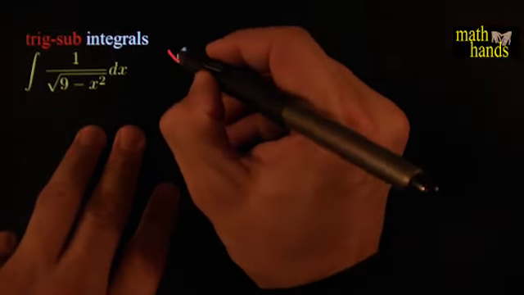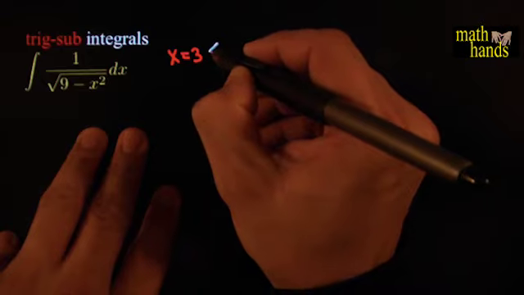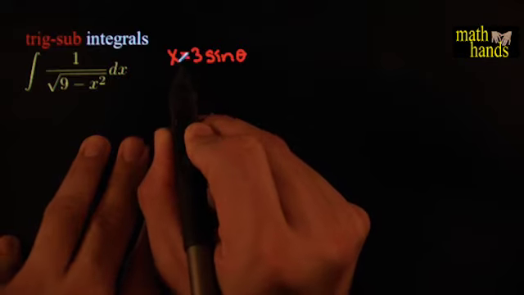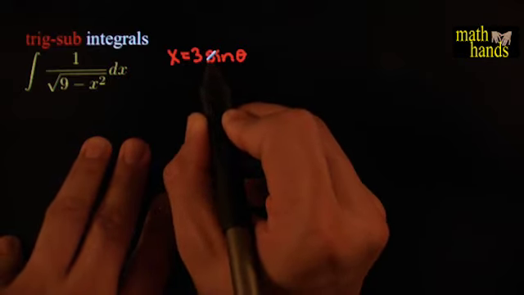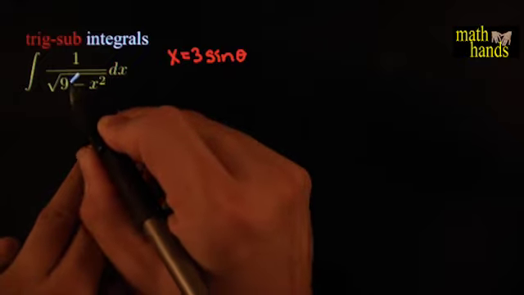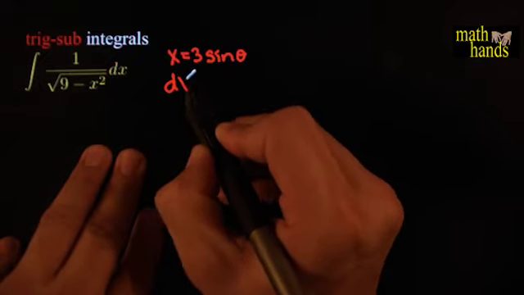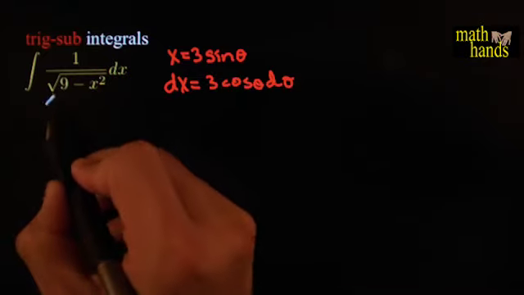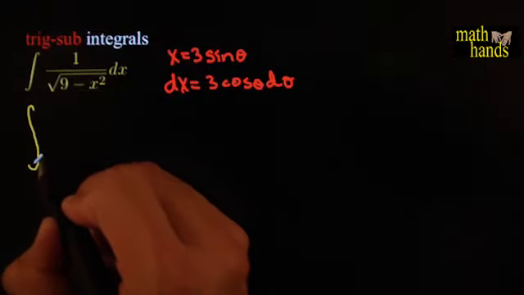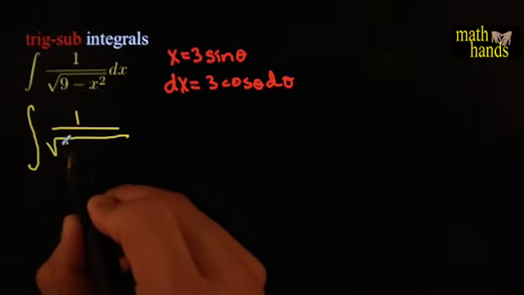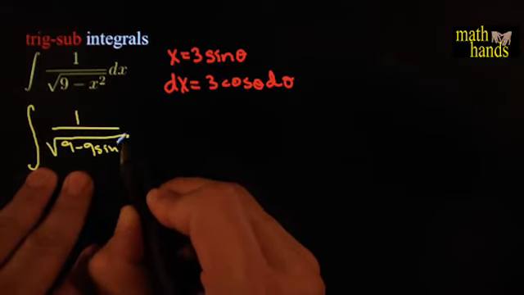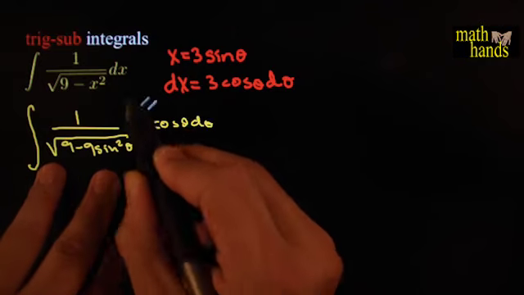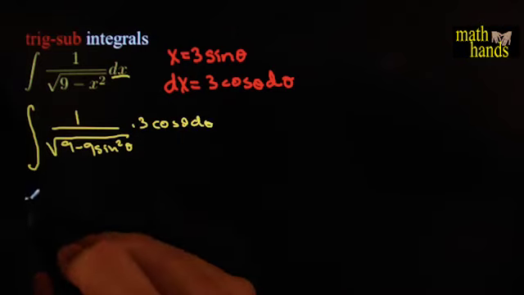So, here's a good substitution to try. Let's try a red substitution. x equals 3 sine theta. Now let's think one or two moves ahead. What would happen when I take x squared? x squared would give me 9 sine squared. I'd have 9 minus 9 sine squared, and that's going to work perfectly. Because this will be the integral of 1 over the square root of 9 minus 9 sine squared theta, and I have a 3 cosine theta d theta. That's my dx.